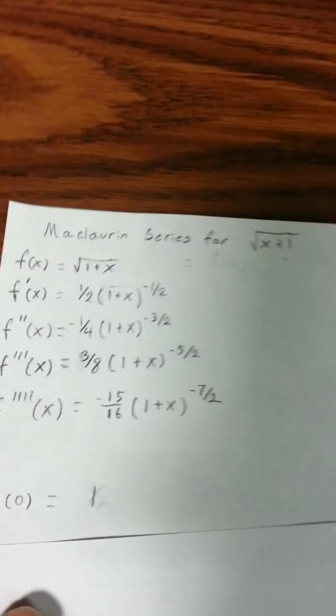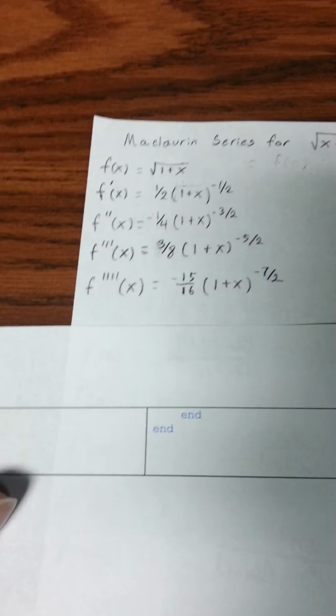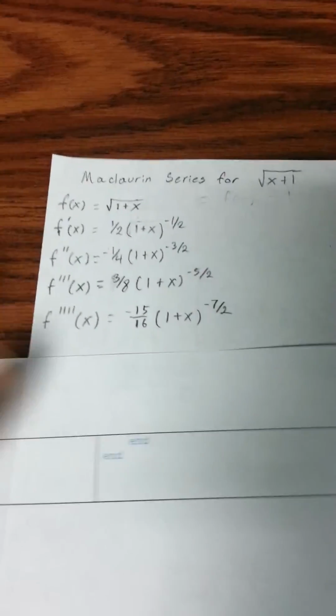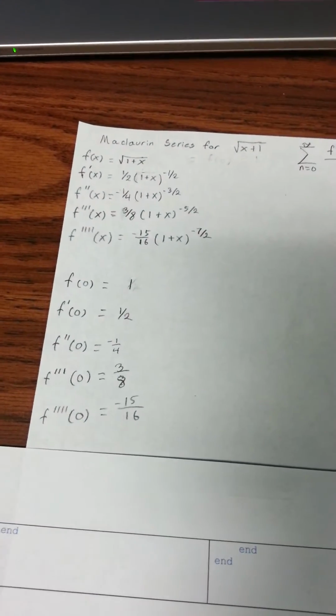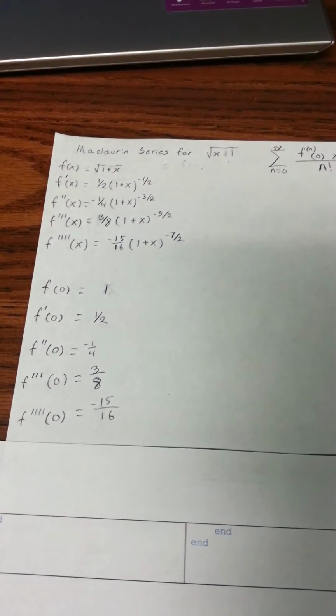Alright, so the first thing you want to do when you're trying to figure out how to do the Maclaurin series is write down the first 4 or 5 derivatives of your function. And you see we have that here. Second thing you want to do is evaluate your function at 0.